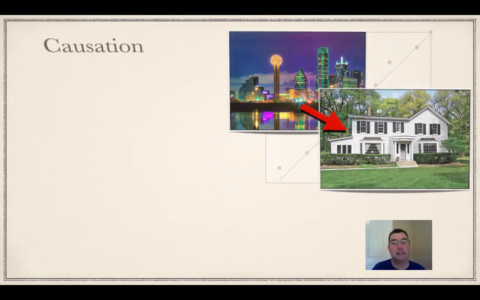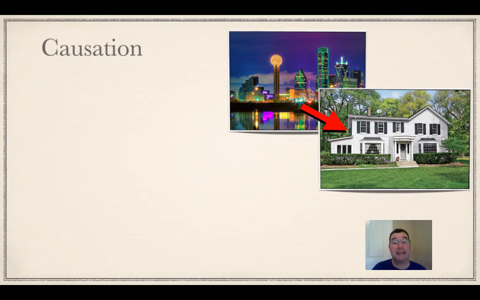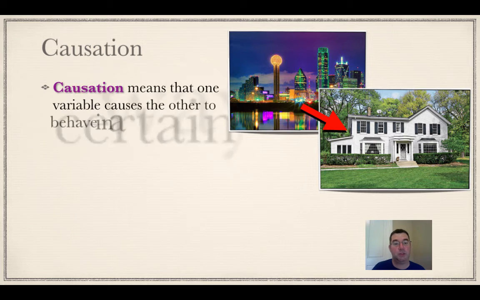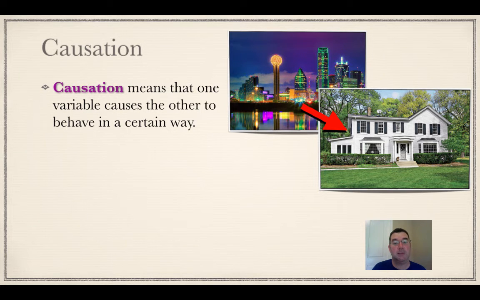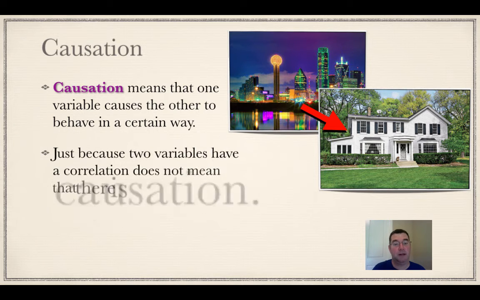All right, and now let's talk about causation, because a lot of people get correlation and causation confused. Basically, causation means that one variable causes the other one to behave in a certain way. And just because there's a correlation between two variables does not mean that there's a causation between those two variables.